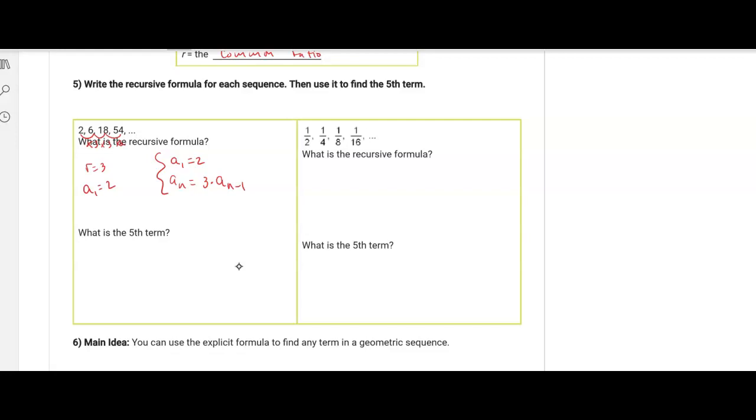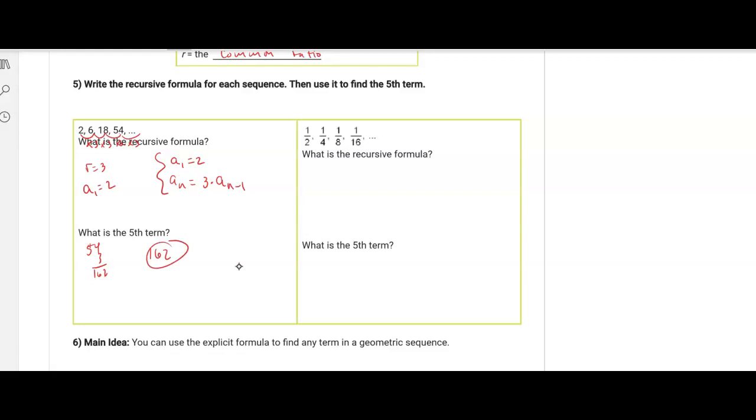which is a sub n minus 1. When we look at the fifth term, all we're going to do is take 54 and multiply it by 3. So 54 times 3 gives you 162. So the fifth term would be 162.